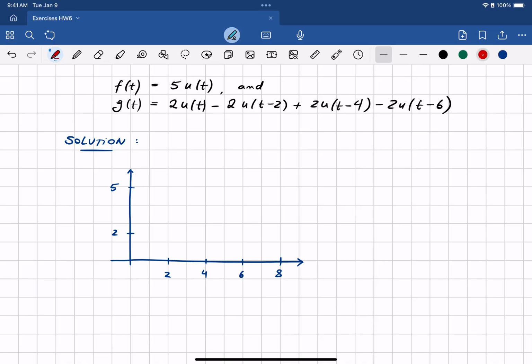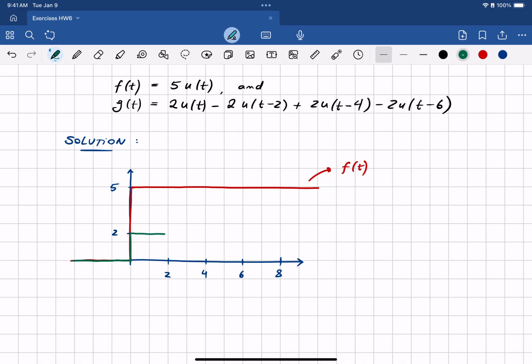So the first function, let's say it's f. It's 5 times the step function. So it's essentially going to be this function. This is f of t. And then for a g of t, we have a composition of steps. So we have 2u of t. So that one, it's gonna be this.